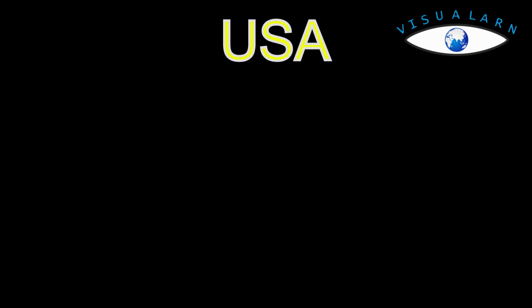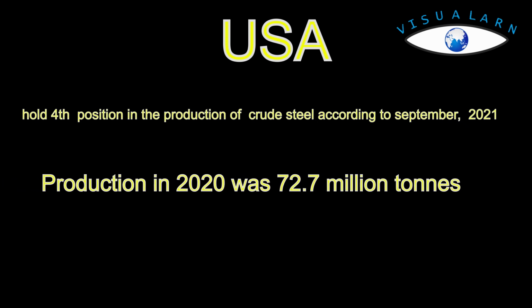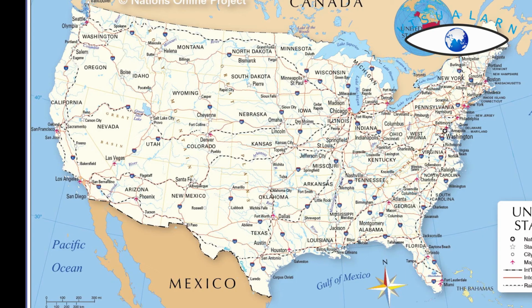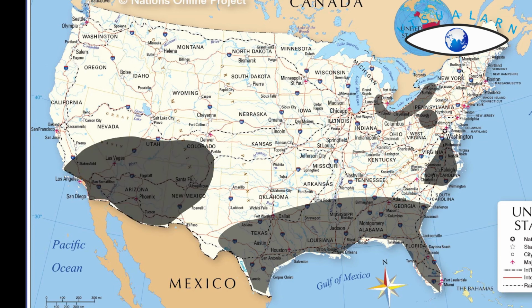United States of America. USA holds fourth position in the production of crude steel according to September 2021. Production in 2020 was 72.7 million tons. Major producing areas are Pittsburgh-Youngstown region, Great Lakes region, Mid-Atlantic Seaboard region, Southern region, Western region.